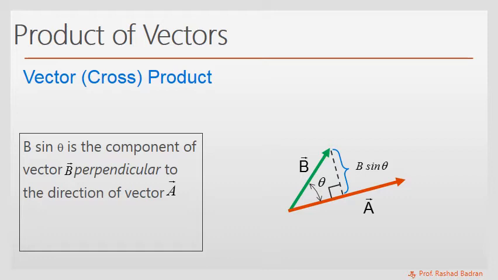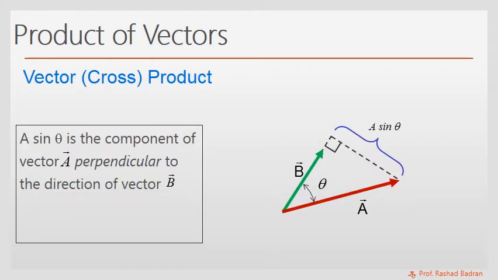So how can we get sine theta in such a diagram? Actually, sine theta is related to the component of B perpendicular to the vector A. That is B sine theta. So what if we have this diagram alternatively? In this case, we are interested in finding the component of the vector A perpendicular to the direction of the vector B, and then we'll have A sine theta.